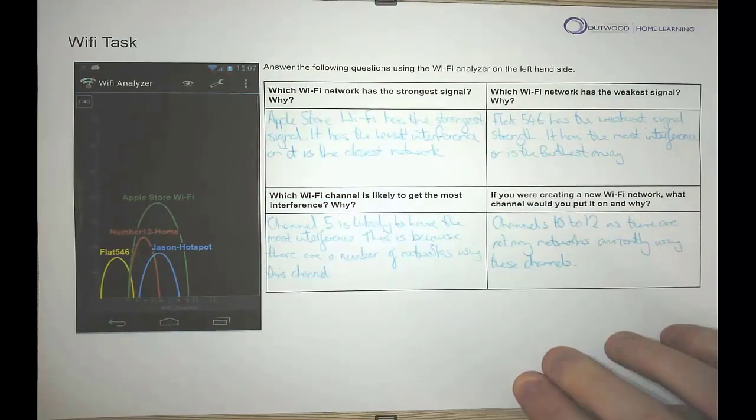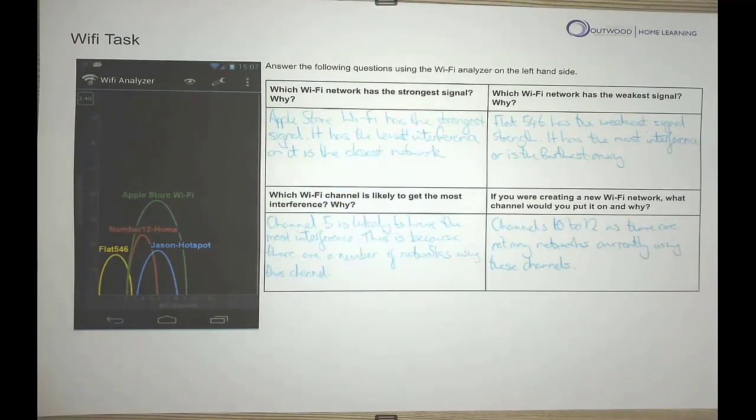The general overview of Wi-Fi networks is the more networks you have using a particular channel, that's going to require the frequencies to be split up between them, and therefore you might get more packet collisions, more interference, and so on and so forth. The distance from the network is obviously going to affect its strength as well.